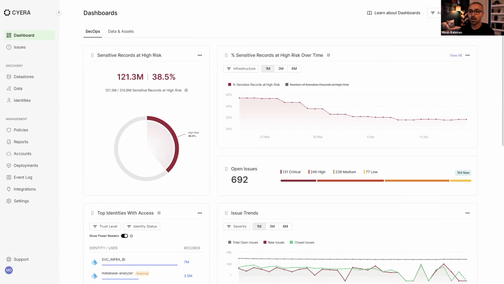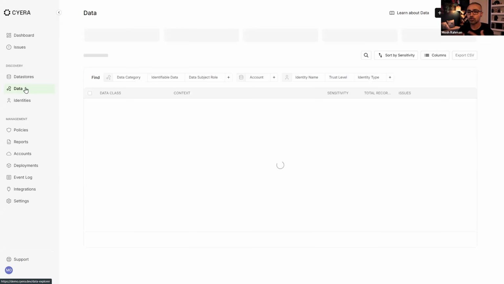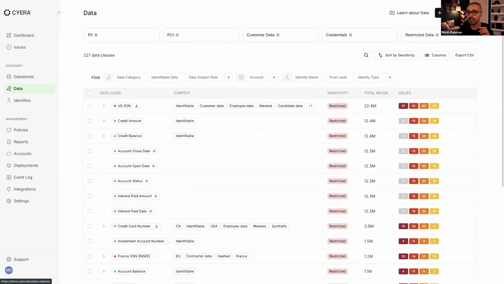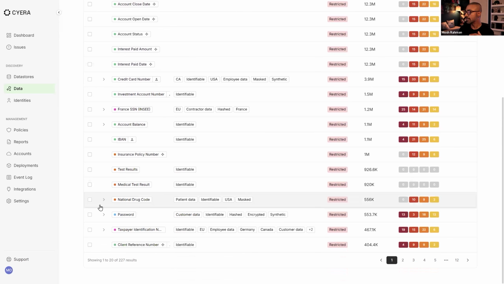So the first question, where is my sensitive data? You can't secure what you don't know about. So the first thing we do is take an inventory of all the resources in your environment, your databases, the Google Drives, the cloud storage containers. Then we scan those and we surface the sensitive data. We surface the credit card numbers, the bank account numbers, the passwords, the medical test results, etc. And we identify the sensitivity of that data.